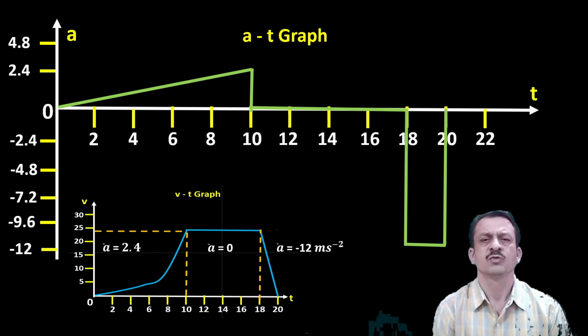So first time interval, acceleration is positive 2.4. Second time interval acceleration is 0, therefore the line is coinciding with the time axis. Third time interval we have a negative acceleration, therefore we have a curve in the downward direction. In this manner we can also draw an AT graph.